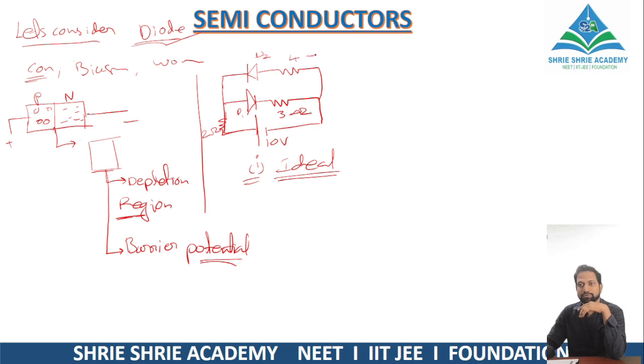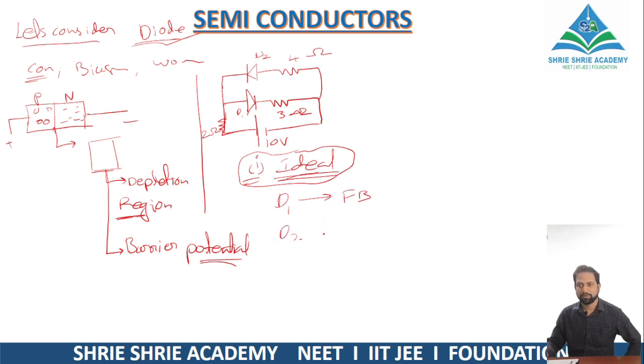And let it be 4 ohms. If the diodes are ideal, you must know what happens in forward bias and what happens in reverse bias. Before going to see the ideality or non-ideality, you should first figure out which of the diodes are in forward bias and which are in reverse bias. Diode D1 will be in forward bias. D2 is in reverse bias, right? And now coming to the ideal diode case.